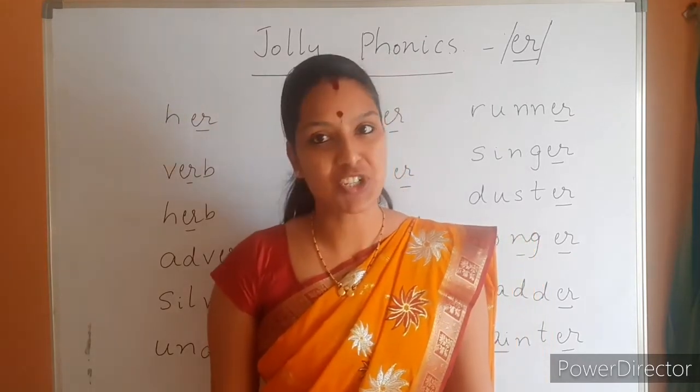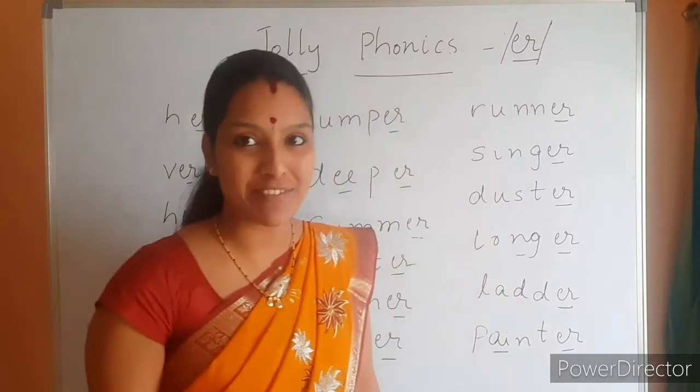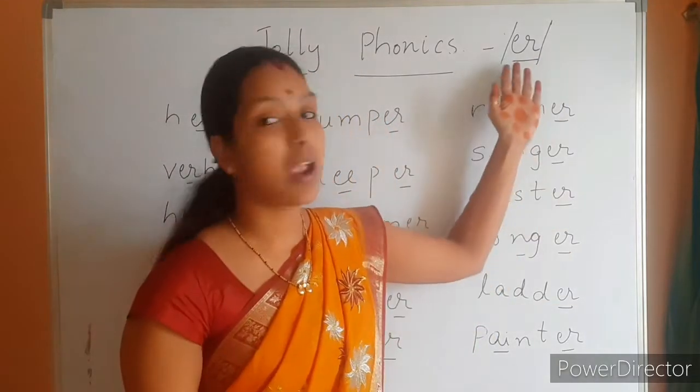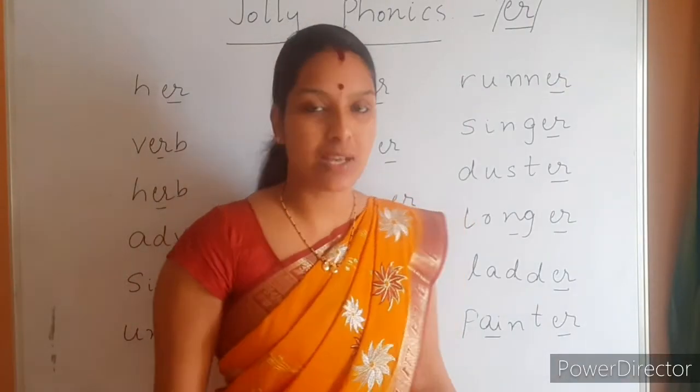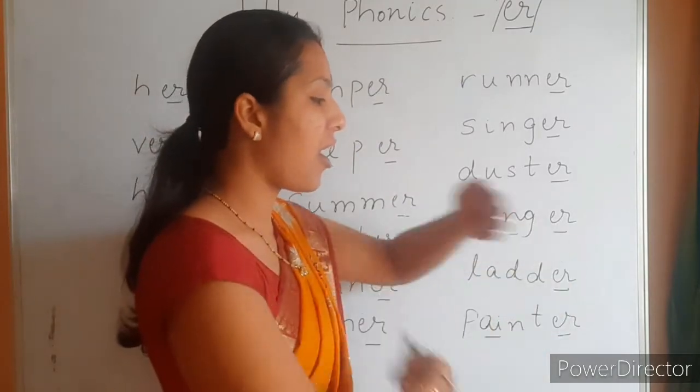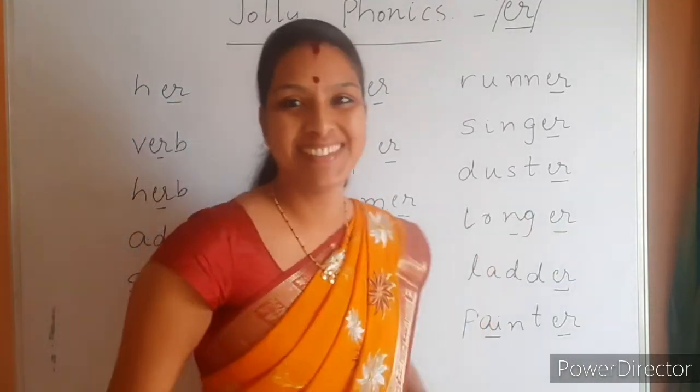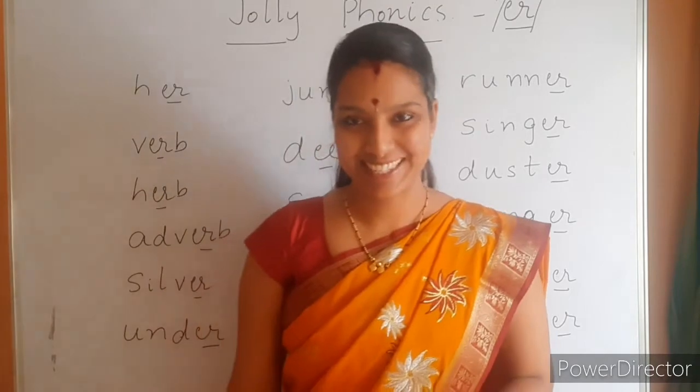Children, in this session, we are moving on to group 7, next letter sound, that is R. The action for this letter sound is R. R. R. The jolly jingle goes like this.